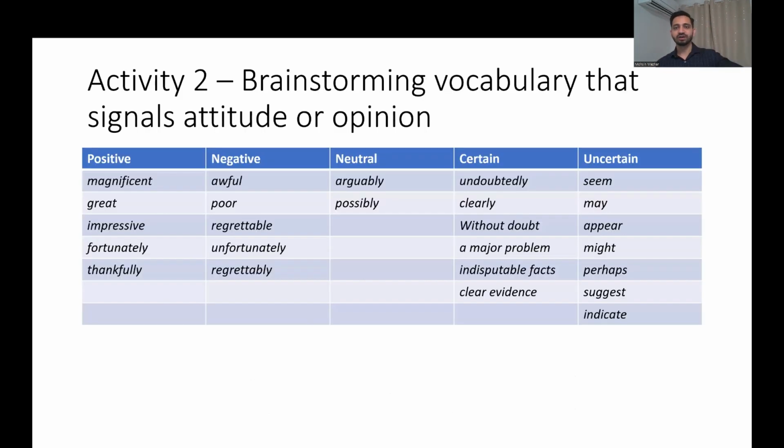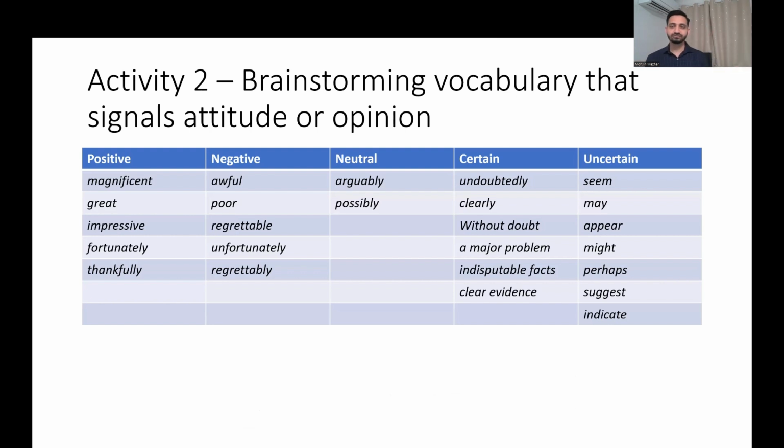Okay, let's talk about vocabulary that signals attitude and opinion. So when you hear all of these words, you should know that the speaker is trying to give his opinion about something and what type of opinion he has. Positive, neutral, negative. Is he certain about certain things? Is he uncertain about certain things?